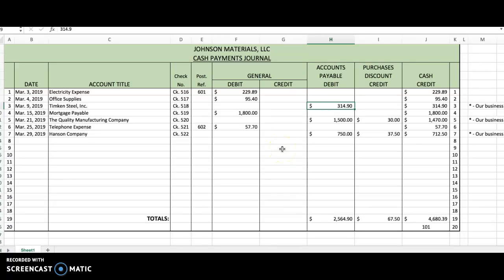So this is the cash payments journal. At this point, I would ask you to go back to your course page.